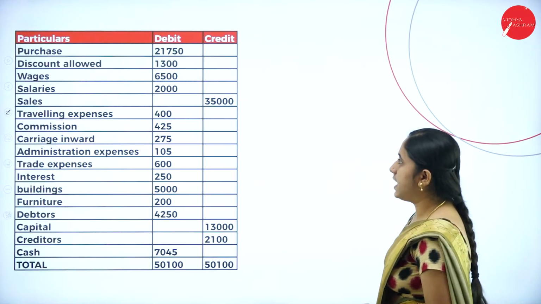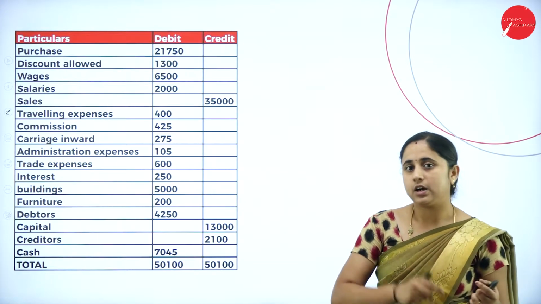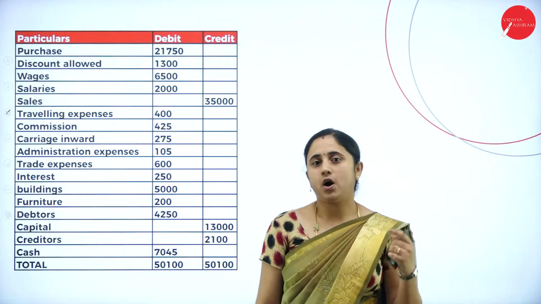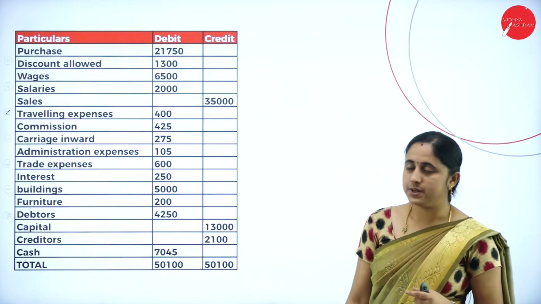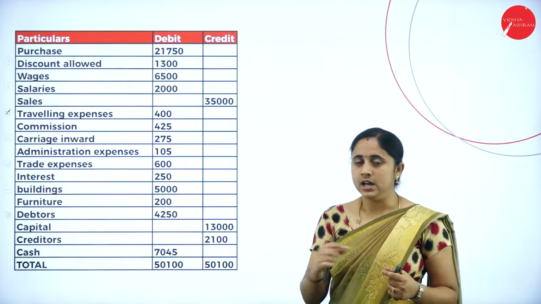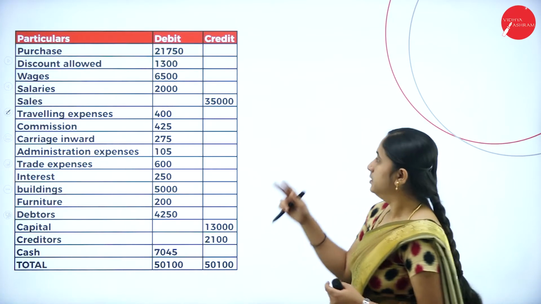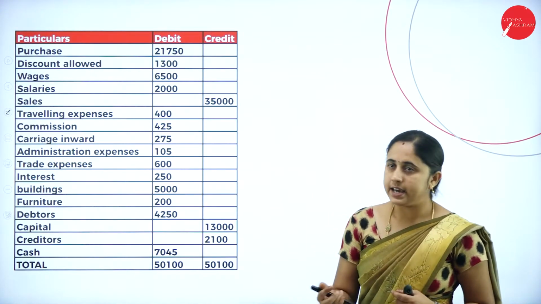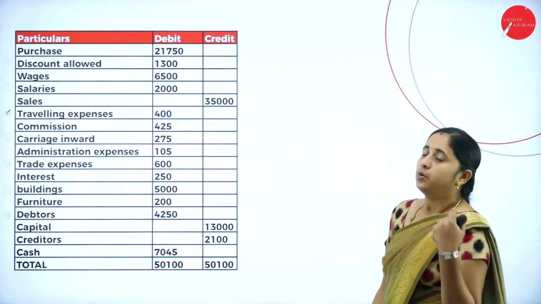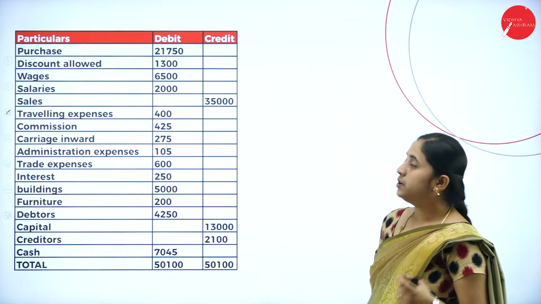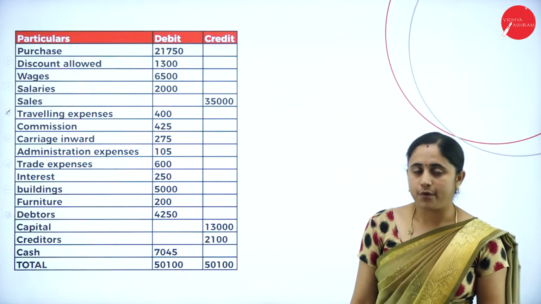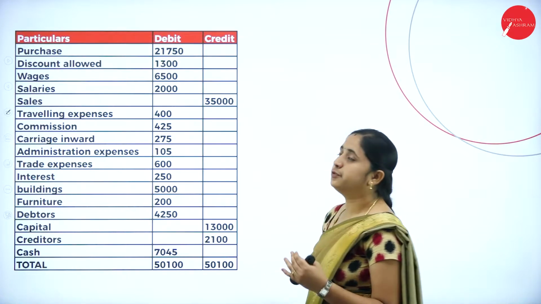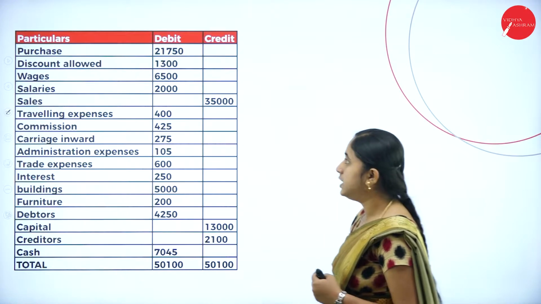In the last class, we learned the format of the trading account, profit and loss account and balance sheet. In the trading account, we will consider all the direct income and direct expenses, that means the trading activity, buying and selling activity. First, you need to identify what items come under the trading account, and what items come under the profit and loss account and the balance sheet. Before starting the problem, just identify the items.